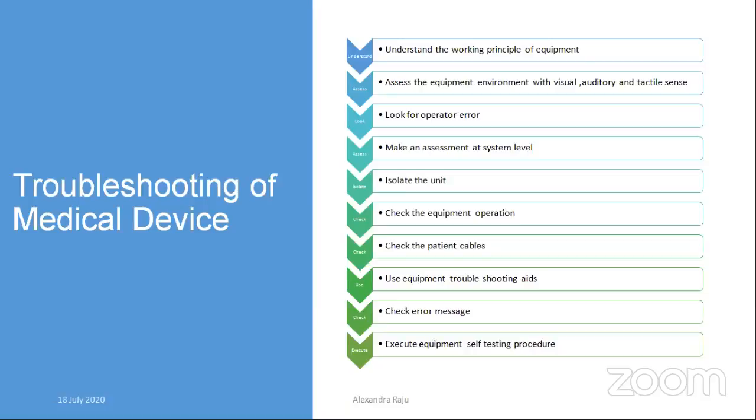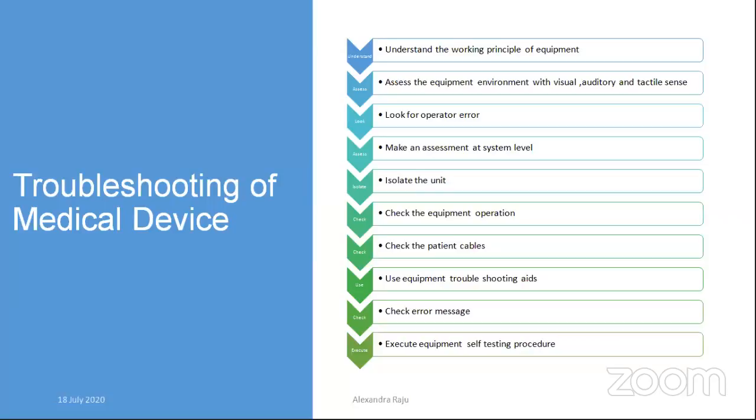And then we have to isolate the unit or the medical device. We have taken an example of an ECG machine. If any fault happens, we can take the equipment to the biomedical department or to a separate room. We have to check the equipment operations once more, whether it is correctly operated, and check the patient cables, whether the cables are proper, whether the electrical continuity is available with each lead.